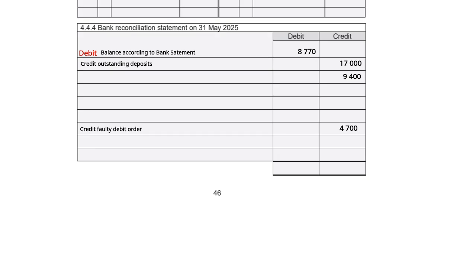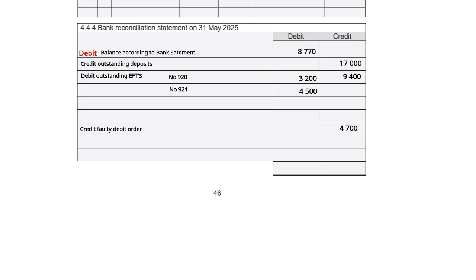Then number K. The following EFTs were loaded and appear in the cash payments journal but not yet on the bank statement. EFT 920 for 3,200 Rand and EFT 921 for 4,500 Rand. So we are going to debit outstanding EFTs. We have number 920 and we have number 921. 920 for 3,200 Rand and 921 for 4,500 Rand.